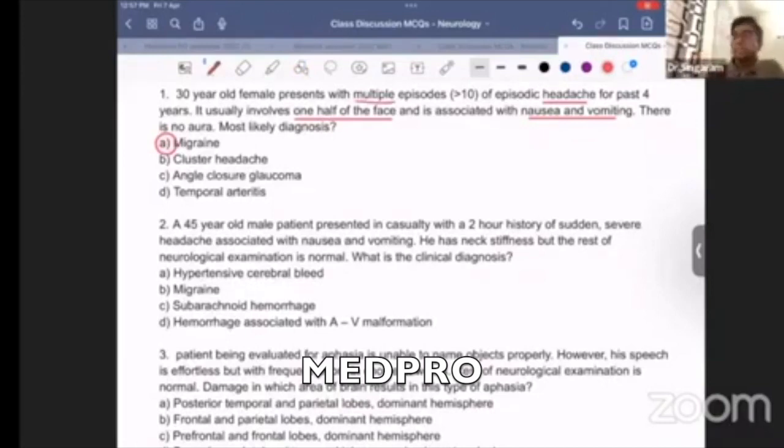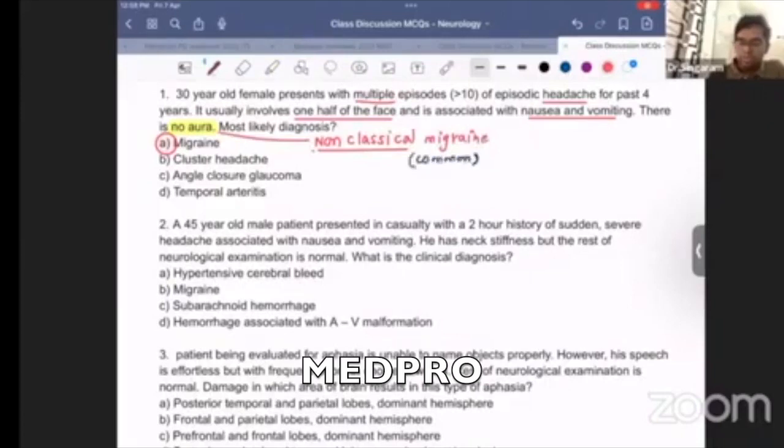Okay. Second thing, one half of the face is affected. That's also characteristic. Nausea and vomiting, associated features. All this tells you it is a case of migraine. Don't get distracted by this no aura. No aura simply tells you that it is a non-classical migraine. That's all. No aura will not tell you it is not a migraine. And I told you non-classical migraine is the common type of migraine also.